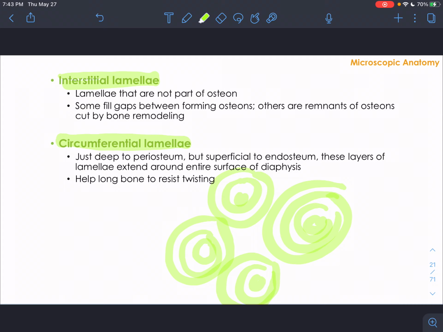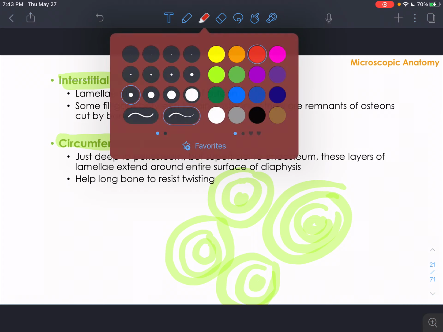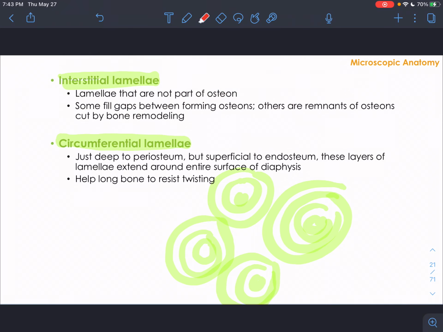When we make those rings, you can see in this middle area, there's nothing there. We can't make another osteon that fills that space because there's always going to be spaces in between. So we have what are called interstitial lamellae that are little rings in between the other actual osteons. So the interstitial lamellae aren't actually part of the osteon. They're just filling in gaps.